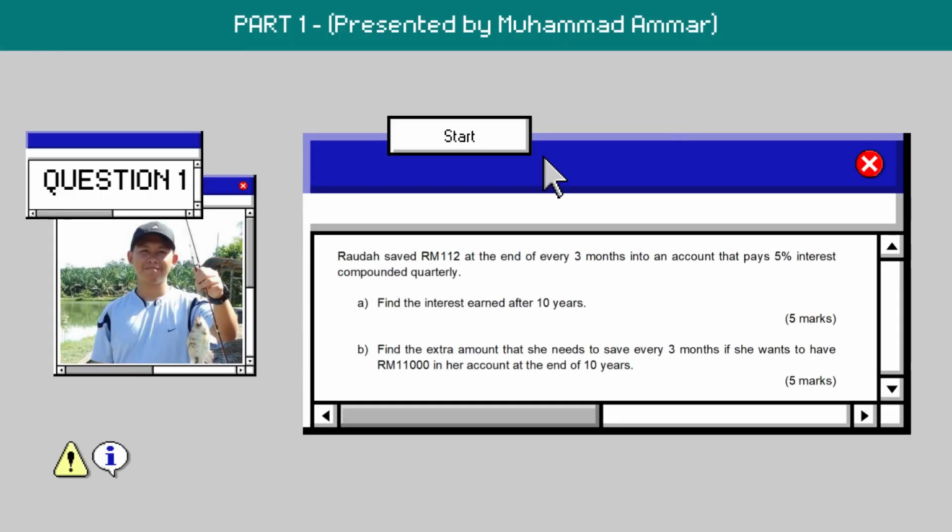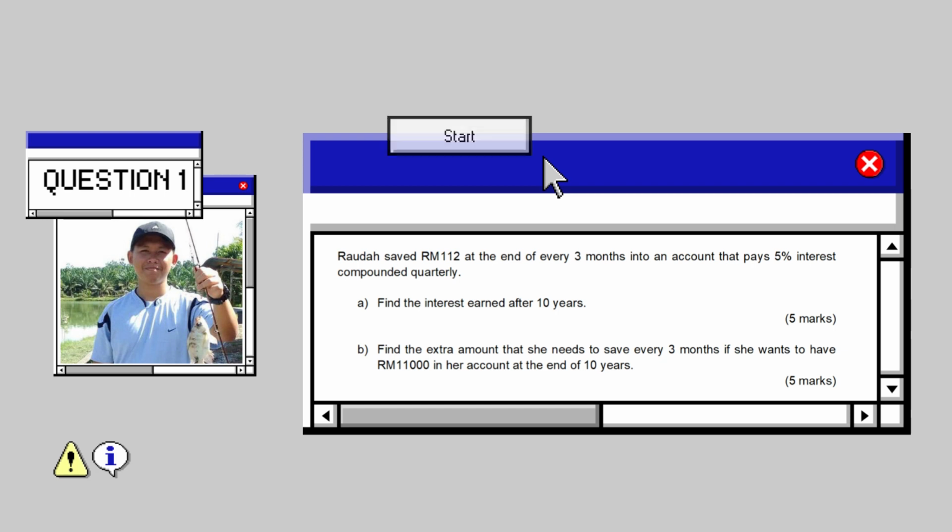For my part, for the case study, Part A, Question 1: Rauda saved 112 ringgit at the end of every 3 months into an account that pays 5% interest compounded quarterly. A. Find the interest earned after 10 years. B. Find the extra amount that she needs to save every 3 months if she wants to have 11,000 ringgit in her account at the end of 10 years.